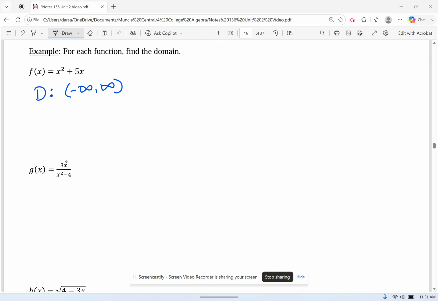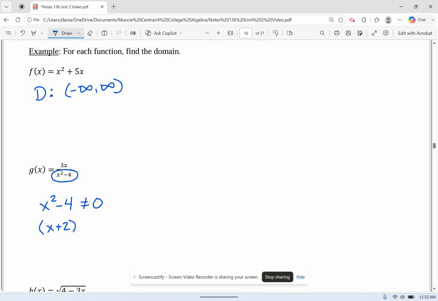Okay, let's look at our second one here. We have 3x on the top and x squared minus 4 on the bottom. What is the rule? You can't divide by 0. So we need to take this denominator and make sure that x squared minus 4 is not equal to 0, and solve this. This is a difference of squares, so we can do a really quick factor. What we get is that x cannot equal negative 2 and x cannot equal positive 2.